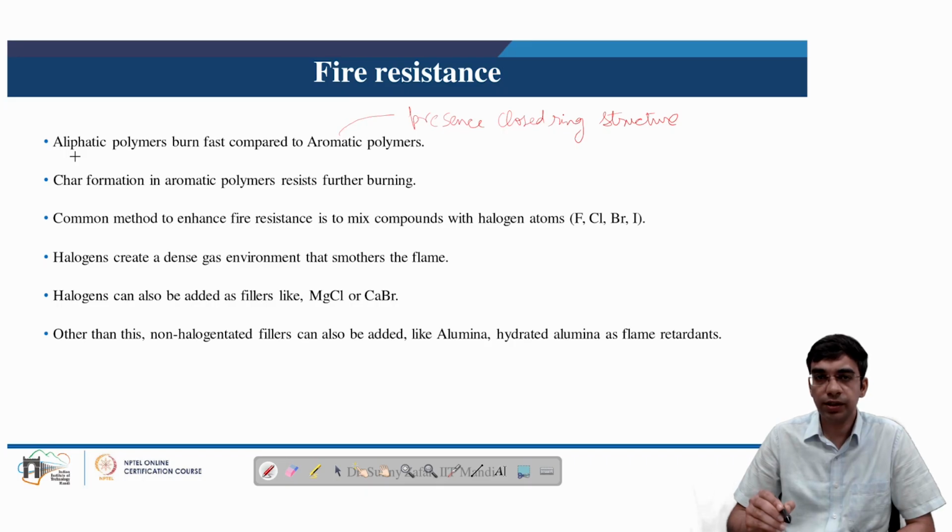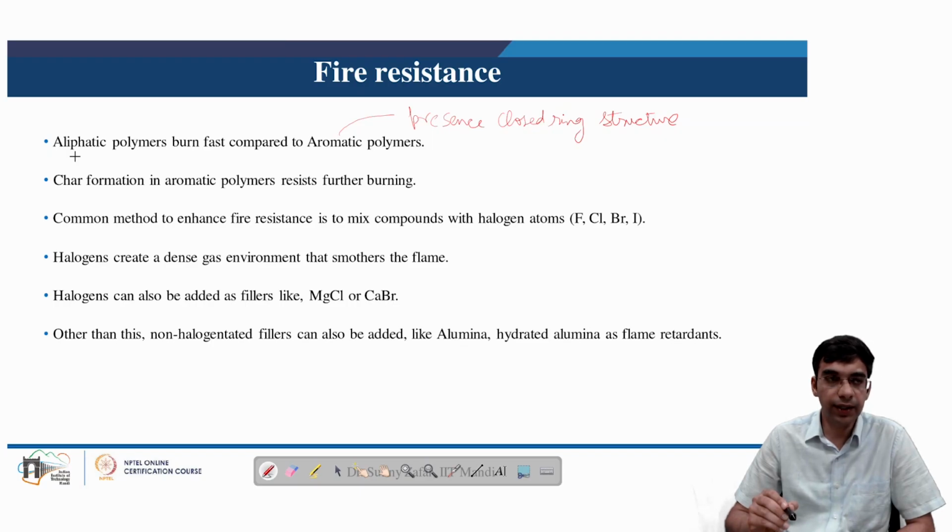Because the closed ring structure is known to provide stability at enhanced temperature, the absence of the structure leads to faster burning of aliphatic polymers. Char formation in aromatic polymers resists further burning. So a common method to enhance the fire resistance of such polymers is to mix compounds having halogen atoms. Halogen atoms include fluorine, chlorine, bromine or iodine.